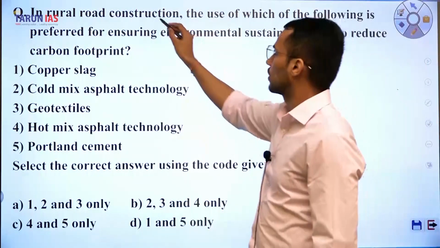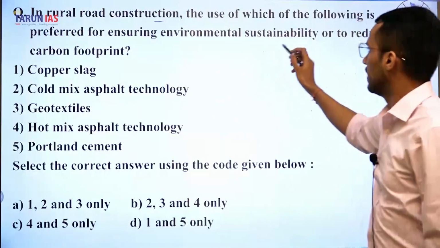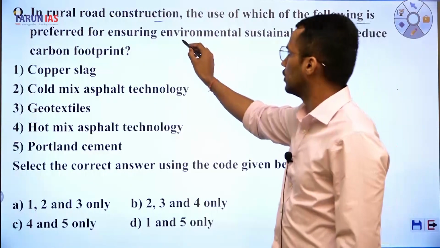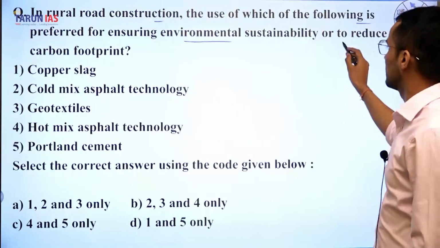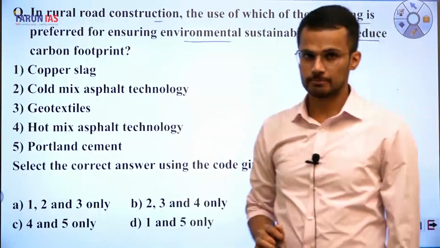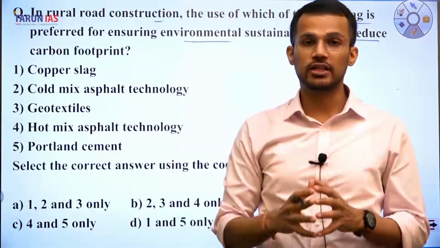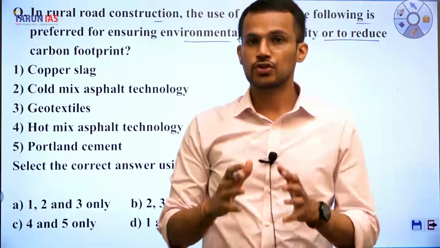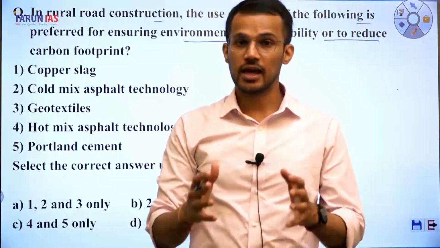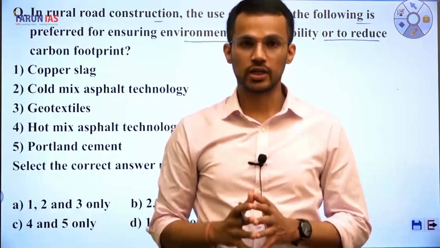In rural road construction, the use of which of the following is preferred for ensuring environmental sustainability or to reduce carbon footprint? So, what material should be used in rural road construction so that we can ensure environmental sustainability and we can reduce carbon footprint in rural areas?